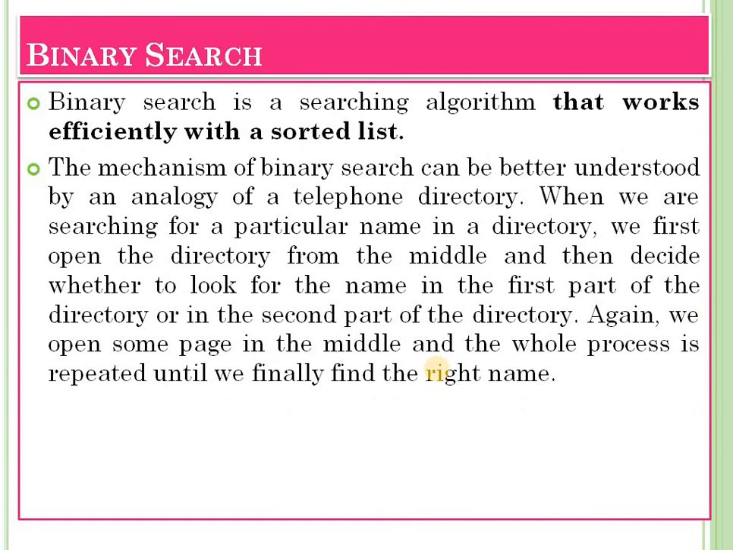Next is the binary search. This is the second type of searching method. Binary search is a searching algorithm that works efficiently with a sorted list, means an ordered list, ascending or descending. We are actually using an ascending list for this binary search implementation. The mechanism of a binary search can be better understood by an analogy of a telephone directory.